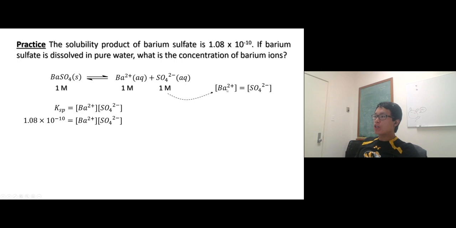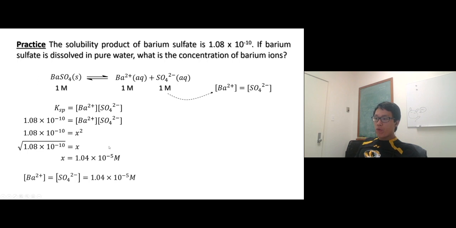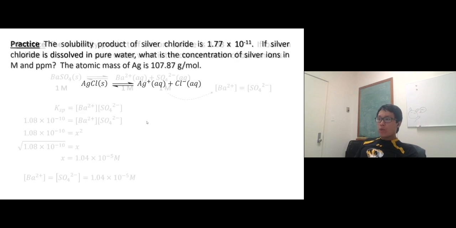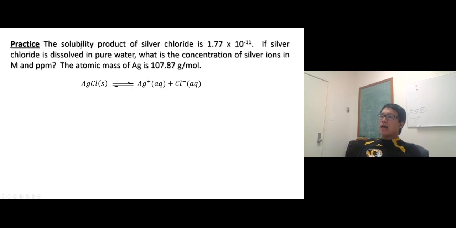So you have concentration of barium ion equal to sulfate ion, which means these two right here are the same value. So I can just do x squared on the right side. They are the same value anyway. To solve this, just take the square root on both sides. The answer you should get is 1.04 times 10 to the negative 5th. So the concentration of barium and sulfate are exactly the same. There's a little trick right here. That's why I want to show you. One more time, there is also a little trick here.